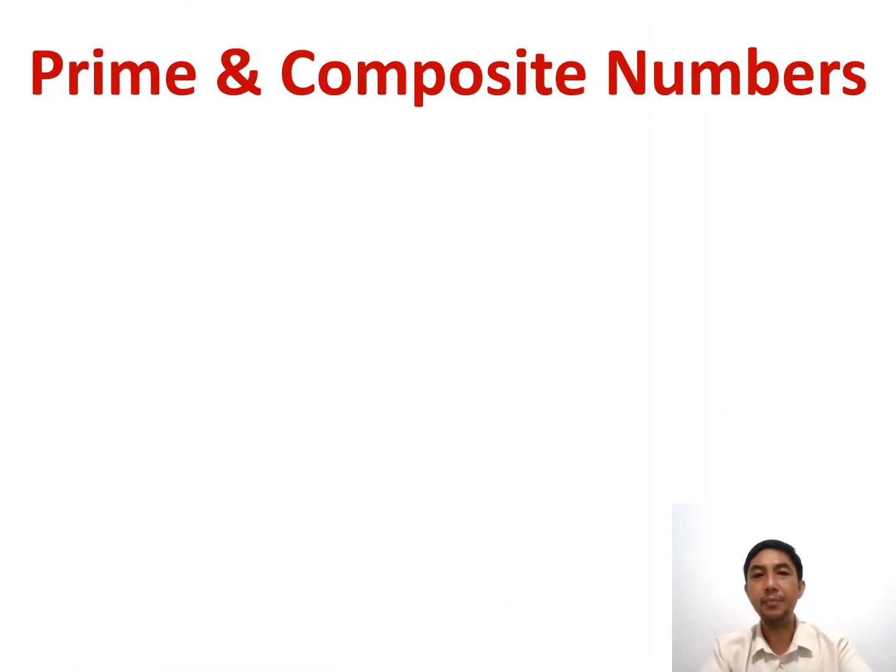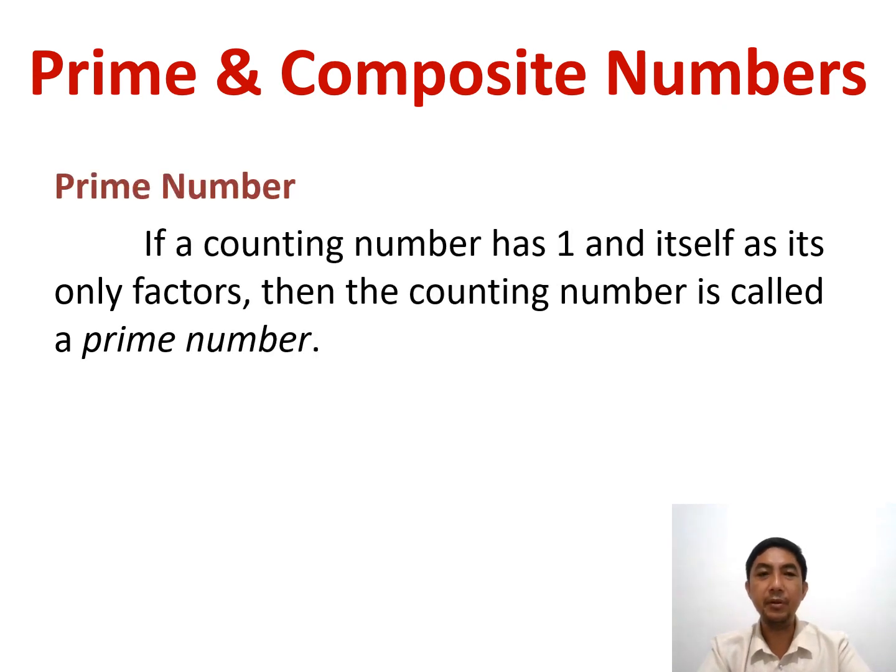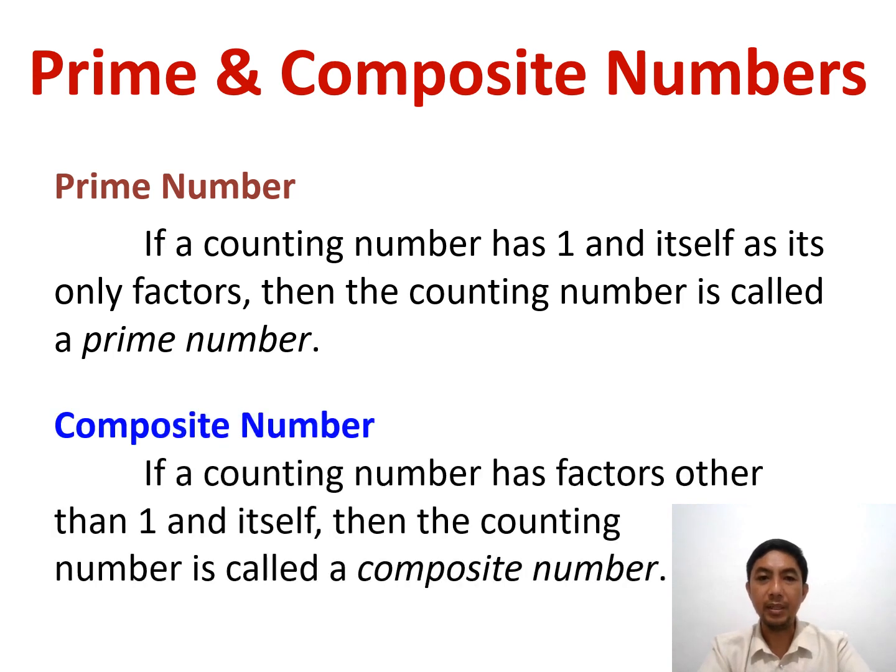Okay, so next topic is all about prime and composite numbers. What is the difference between prime number and composite number? If you are going to define prime number, if a counting number has 1 and itself as its only factors, then the counting number is called a prime number. Whereas if a counting number has factors other than 1 and itself, then the counting number is called a composite number.